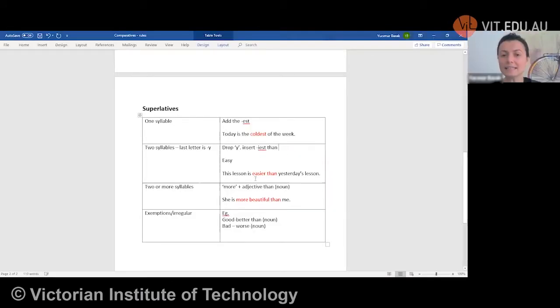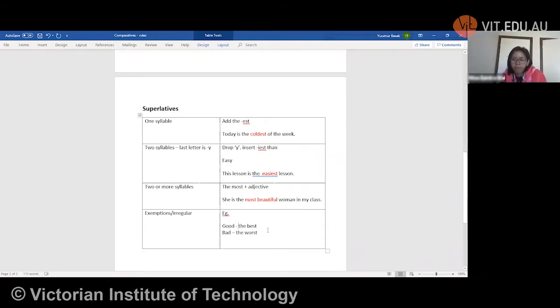Now, moving on to superlatives. There is the difference. With comparatives, we said that we have two things to compare. This apple and that apple, this student and this student. Two similar things to compare. But with superlatives, we have one thing, and we compare it against everything else.